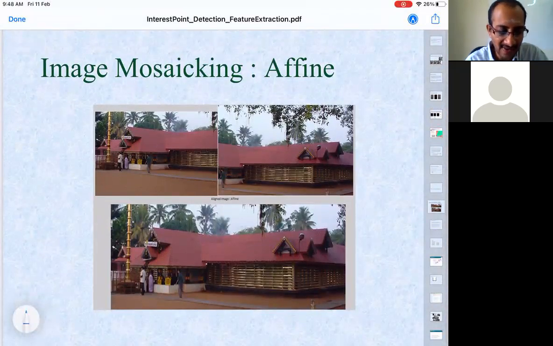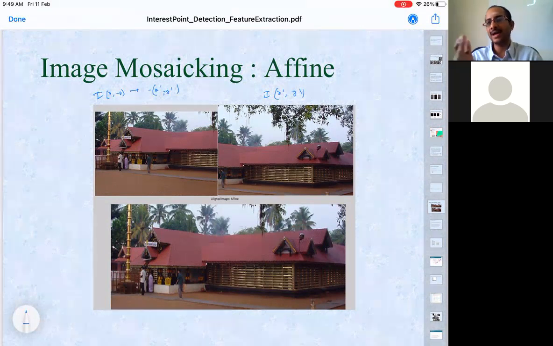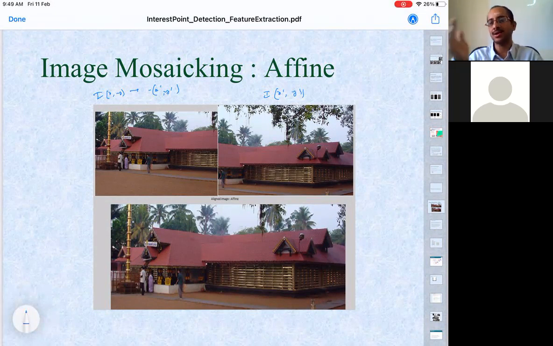Previously it's in I of x comma y, and then this is in I of x dash comma y dash. So one way to do it is we can make the first image into I x dash y dash coordinates, or we can make this into xy coordinates. One of them we make into the other coordinates, and then we put all of them in the same coordinate reference frame. One frame we take as the reference frame, and the other coordinate frame is aligned to that.